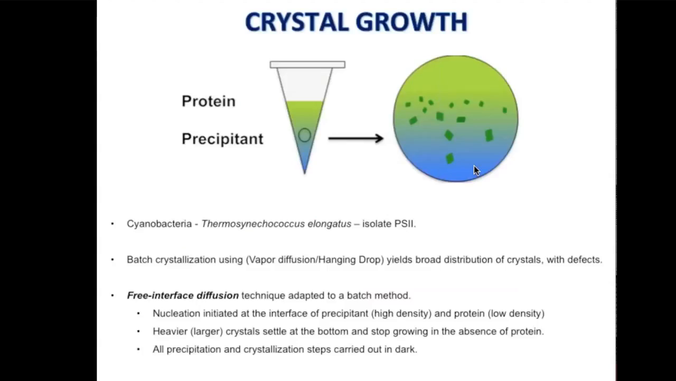So first with sample growth. Typically, protein crystals are grown in batches using various very common techniques. People would be familiar with diffusion or hanging drop methods. But the problem with photosystems that people have seen is that they yield a very broad distribution of crystal sizes, and typically large. And they also have a lot of defects.